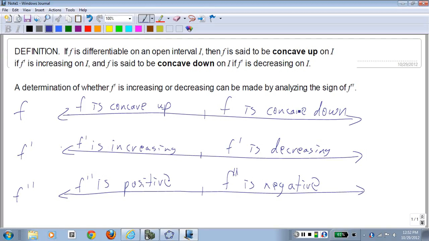So the definition was given in terms of f prime, whether it's increasing or decreasing, but the theorem is what we'll really use. We want to sketch a graph or say something about a graph. To see where it's concave up, that's an interval where f double prime is positive. And to see where it's concave down, that's an interval where f double prime is negative. So we'll analyze the sign of the second derivative, and that'll tell us where the graph is concave up and where the graph is concave down.